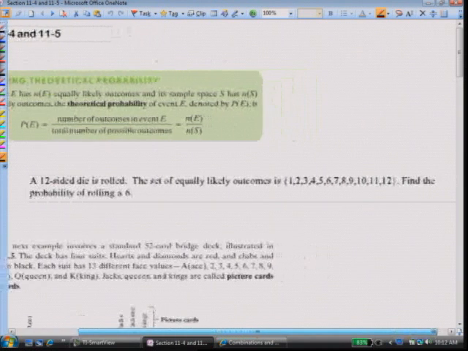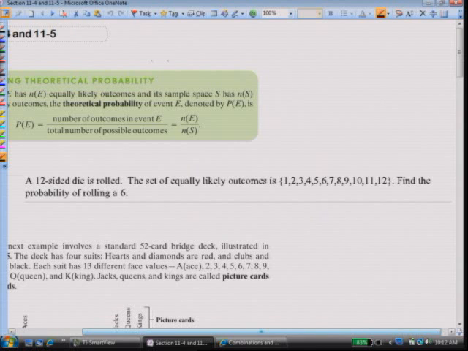So this is from your homework. It says we have a 12-sided die. Have you ever seen those dice with lots of sides? It says the set of equally likely outcomes, meaning if you roll it, it's not an unfair die in any way. You roll it, and any number is likely to come up on any of the 12 sides. So you have 12 different outcomes. That's the total sample space. When you roll it, one of 12 numbers is going to come out.